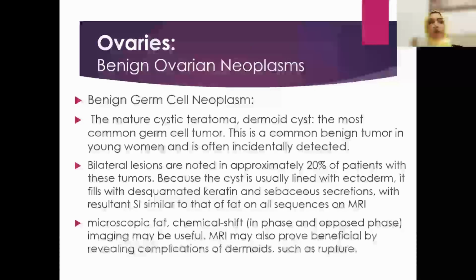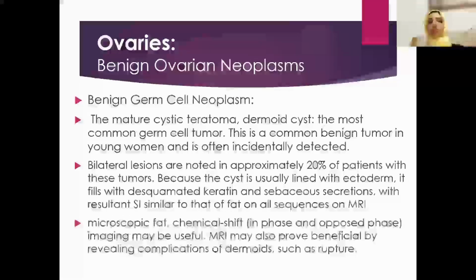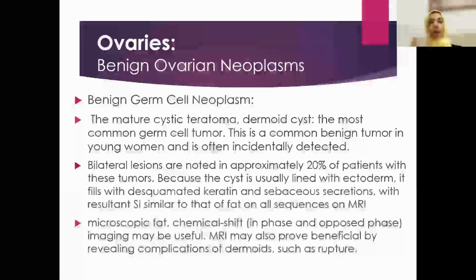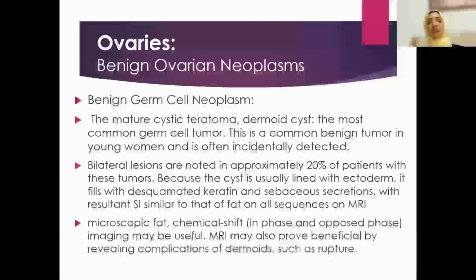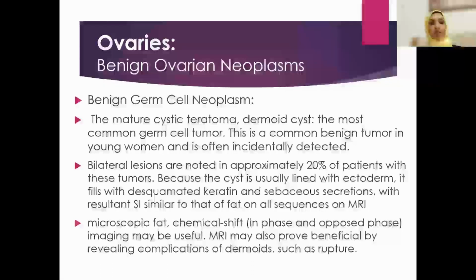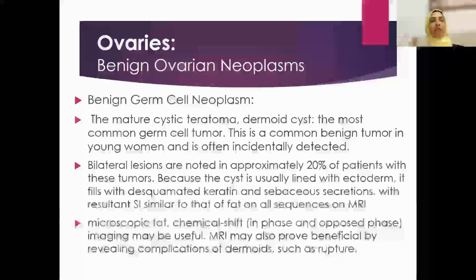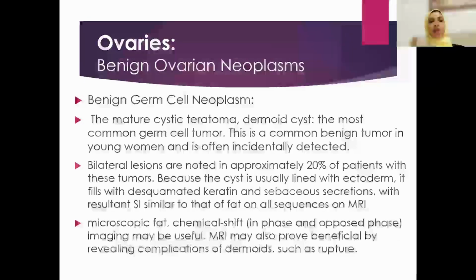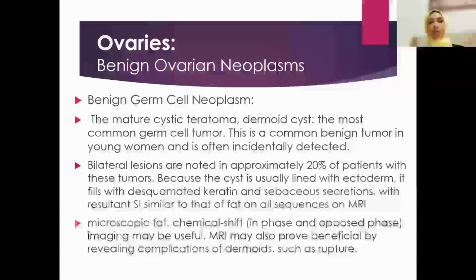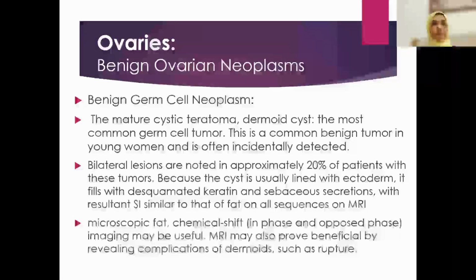T1 hyperintense lesion in the pelvis might be blood or fat. So do look at T1 fat suppression. If the lesion is suppressed, this is fat. Usually it's a teratoma or mature cystic teratoma. If it's not suppressed and stays hyperintense, so that's blood, and accordingly we will give the diagnosis.